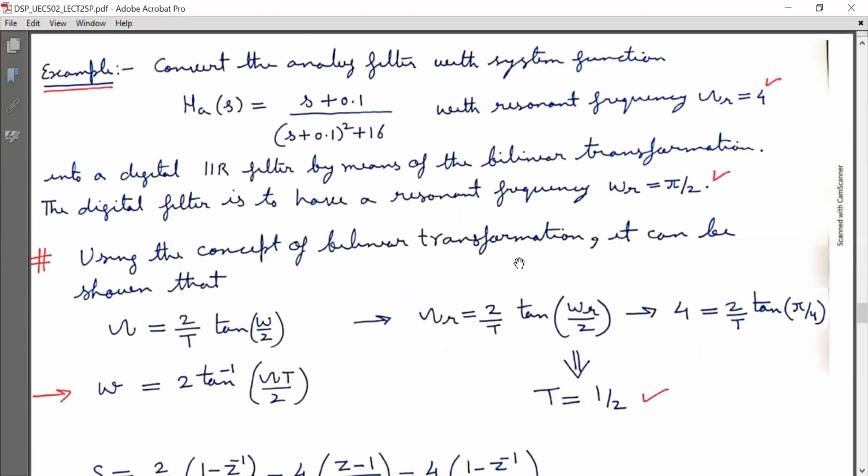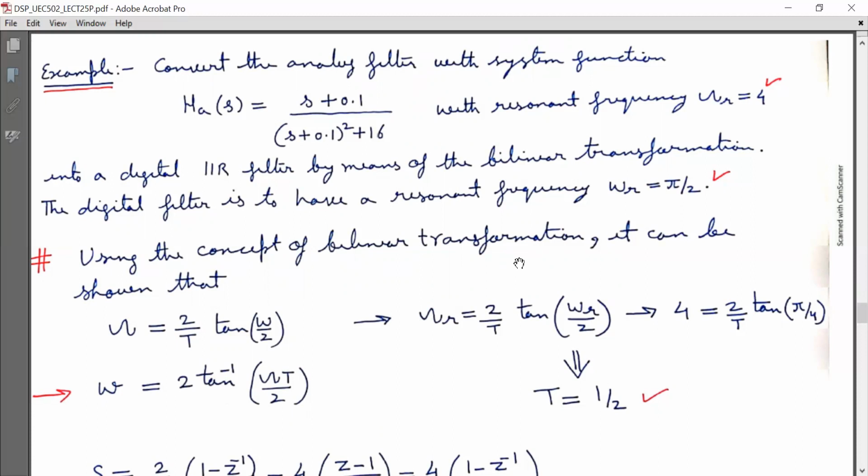Convert the analog filter with system function H(s) = (s + 0.1) / ((s + 0.1)^2 + 16), with resonant frequency capital omega R equal to 4, into a digital IIR filter by means of the bilinear transformation. The digital filter is to have a resonant frequency small omega R equal to pi by 2.